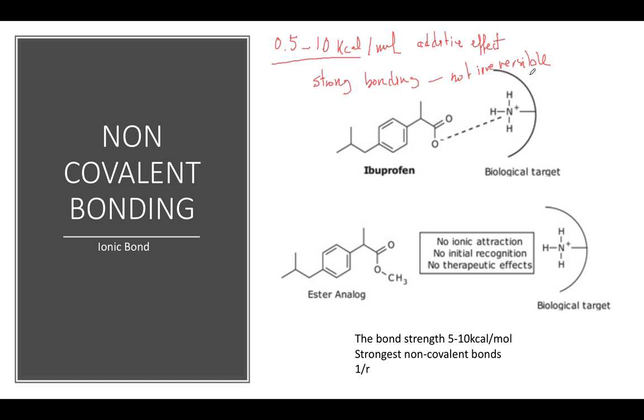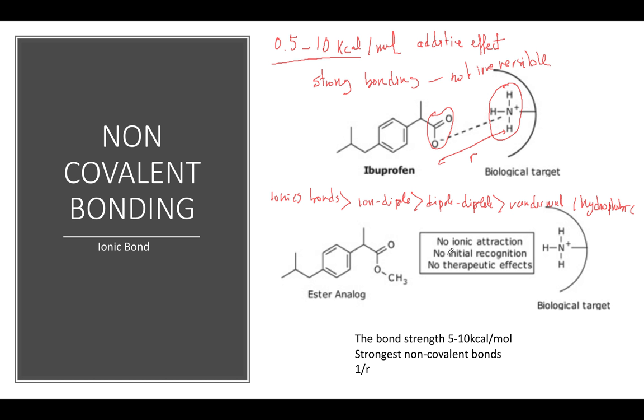All right. So the likelihood of these interactions to happen is inversely proportional to the distance between the functional groups involved in the reaction. Ionic bonds are the strongest bond. They can form over a greater distance than ion-dipole interactions, which themselves form over a greater distance than dipole-dipole interactions, which themselves form over a greater distance than van der Waals and other hydrophobic interactions.